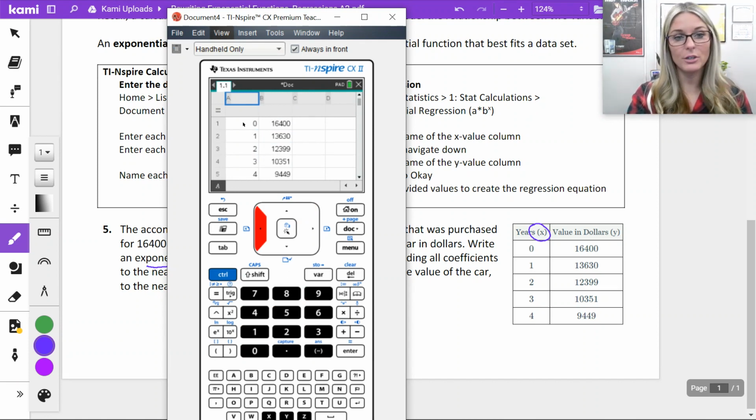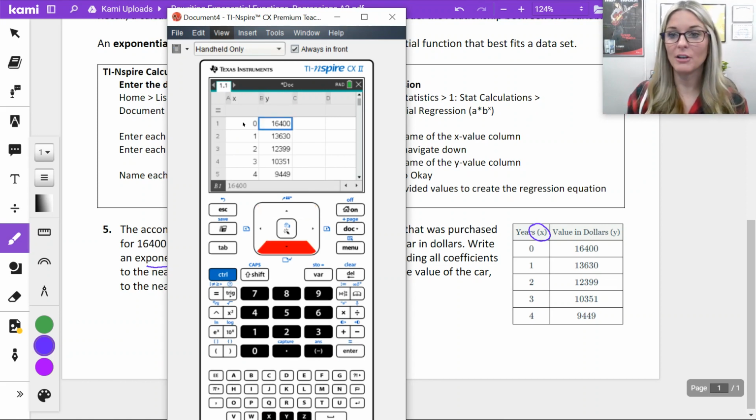You can get fancy or you can keep it simple. I'm going to call it X and Y. Now, if you do multiple problems on your calculator, either start with a new document or start naming them something different, because when we go to the next steps, it will list everything that you've ever used in this document. And so if you keep labeling them X and Y, you'll forget which one is which.